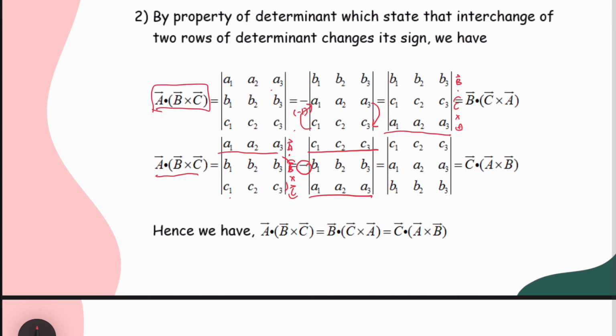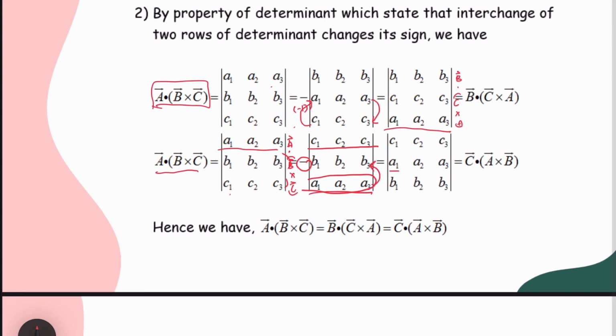Then you can change this row to this row, so it becomes row number 2 from row number 3, and from row number 2 becomes row number 3. When we interchange rows, we will get another negative 1 here. So negative and negative is positive. So what we can see from here is A dot B cross C equals C dot A cross B. This one you can find on your own.